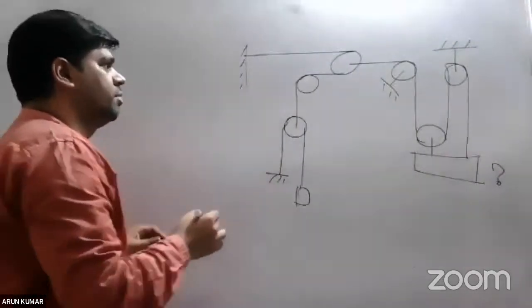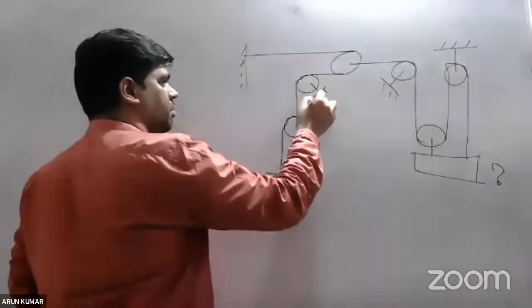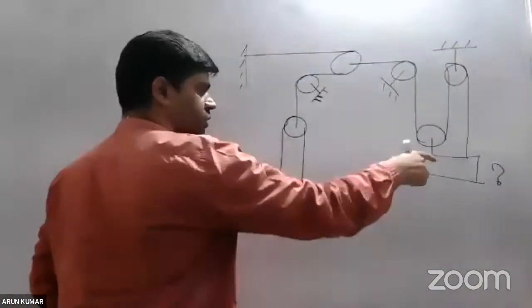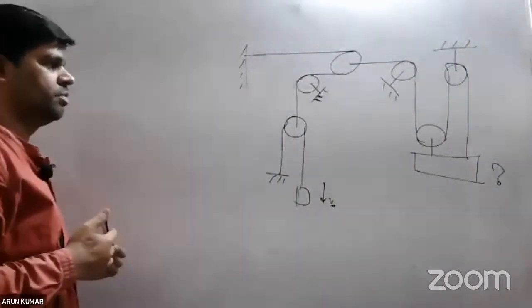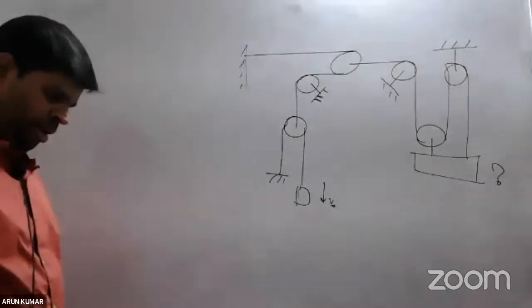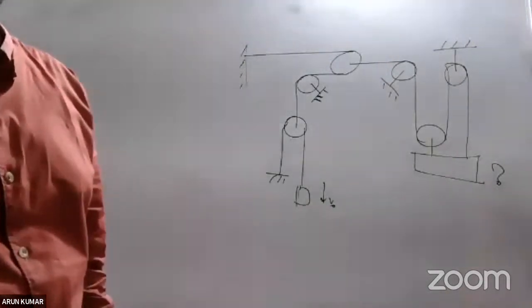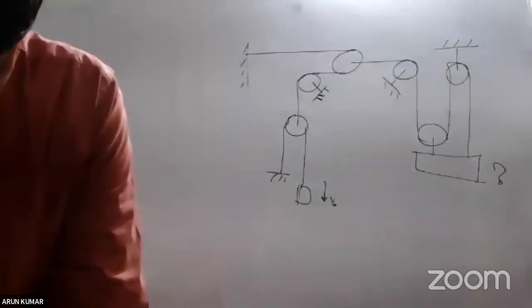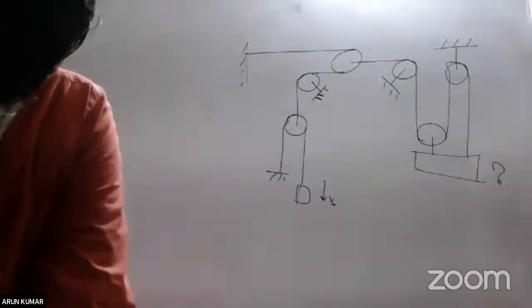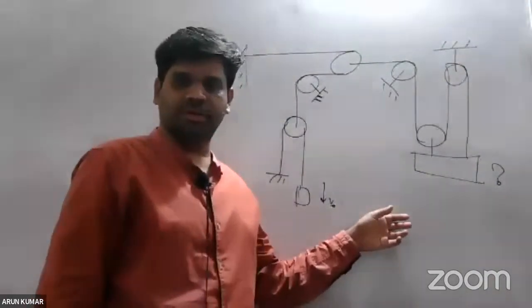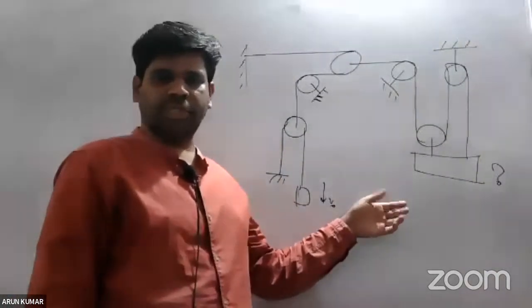Now, if this goes on velocity V naught, what is the velocity of this block? V by 12, sir. V naught by 12. Correct. ఎలా చేశారు? Same, sir.